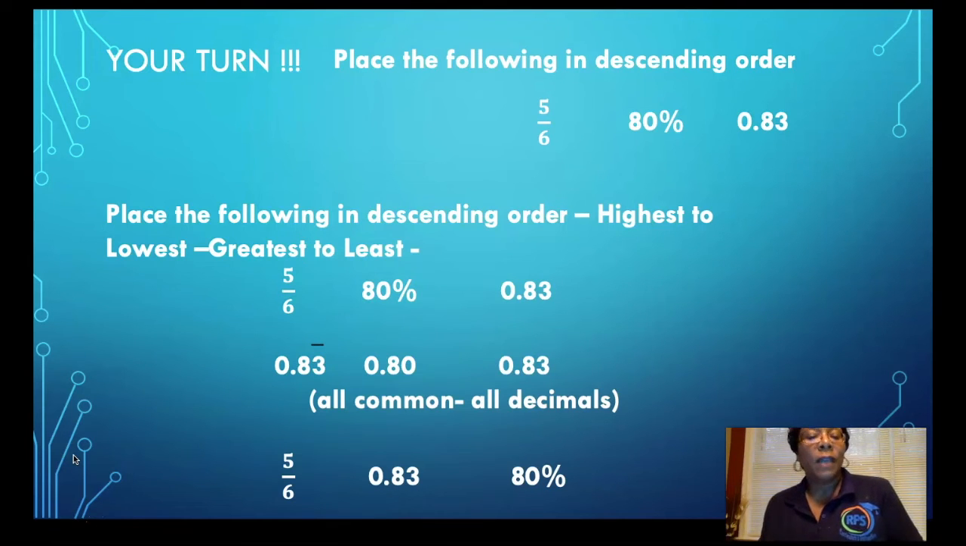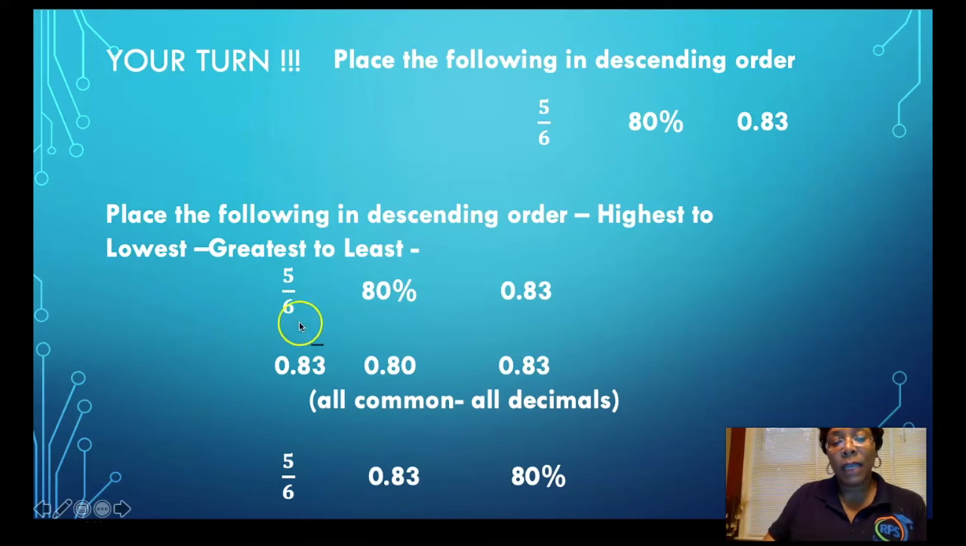So for 5/6, when I did all of the long division and got all the math done, I get 0.83333333333. It goes on forever as notated by our repeating bar. 80% as a decimal is 8/10 or 80 hundredths. So again, just put it right directly underneath, and then 83 hundredths was already in decimal form.